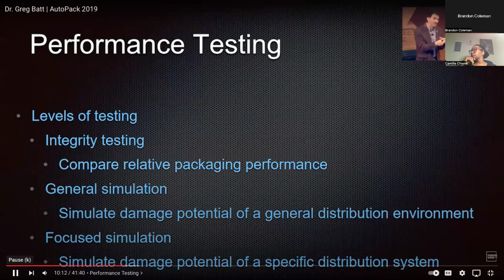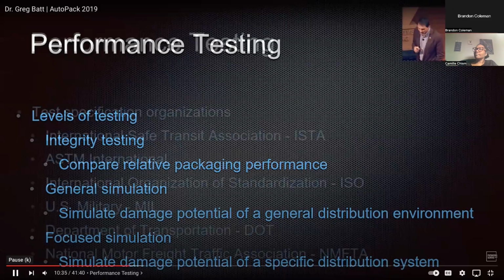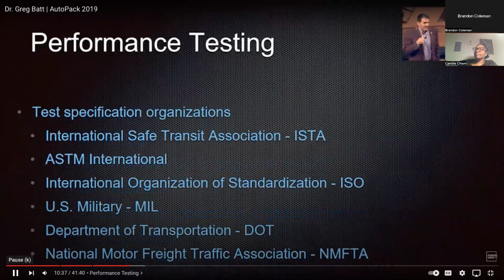We have company-specific test standards. A very popular one of these, and fortunately, you guys don't, to my knowledge, sell automotive products directly on Amazon, but that's a big one right now. I just came from a conference last week in Chicago focused on e-commerce and all the changes that it's bringing about for package testing. Some organizations publish these standards, and you'll recognize many in this list.